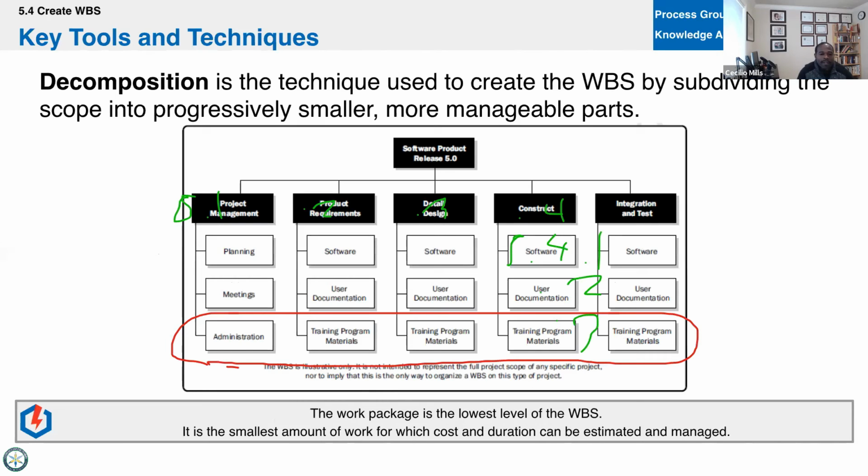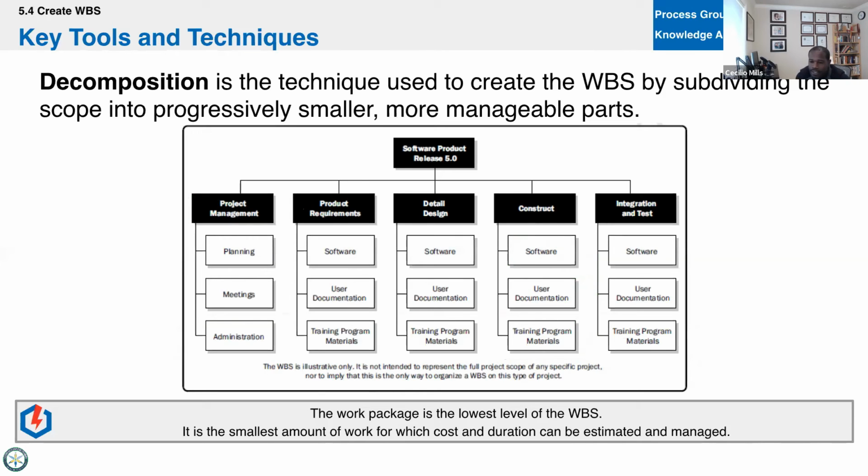So we have project management. They have the requirements for the product. Okay, they have the detailed design. I see the construct. I see integration and test. Now I see training program materials. I see user documentation. I see software, right?